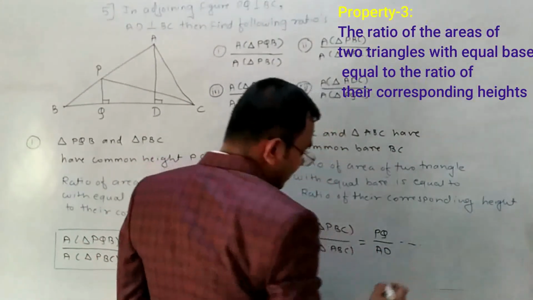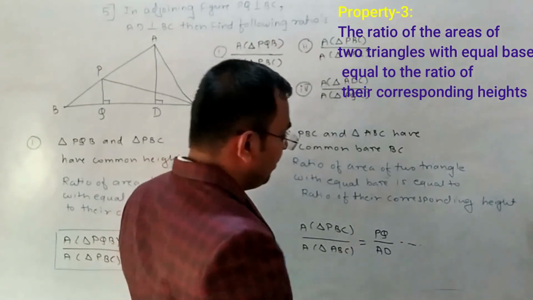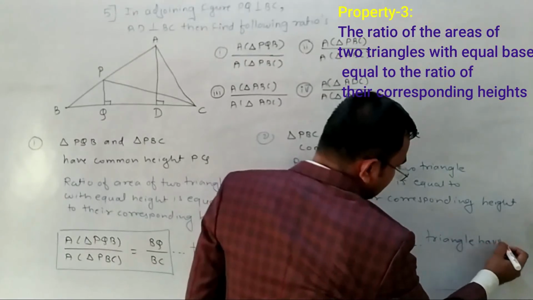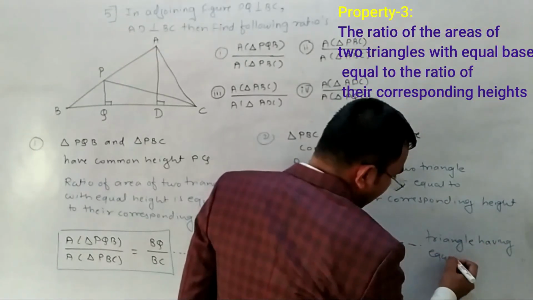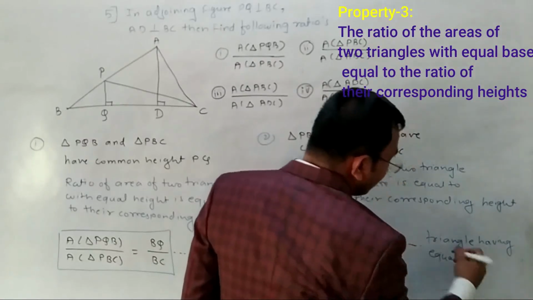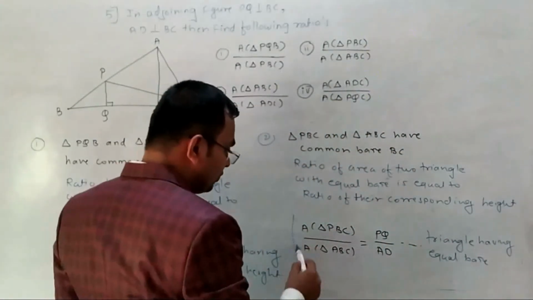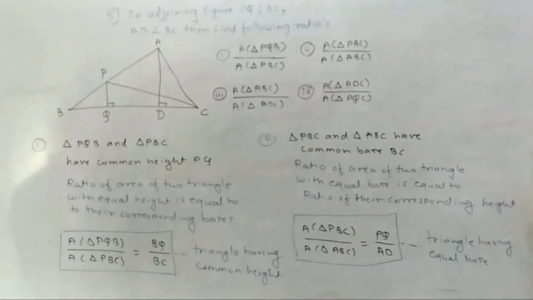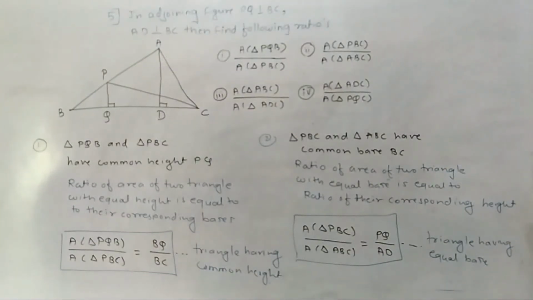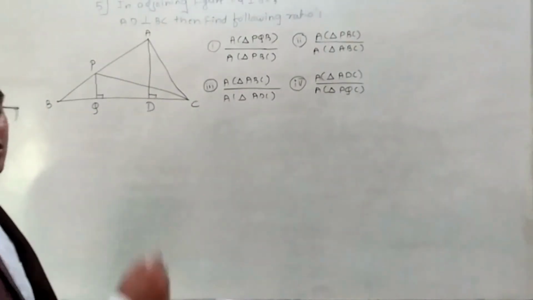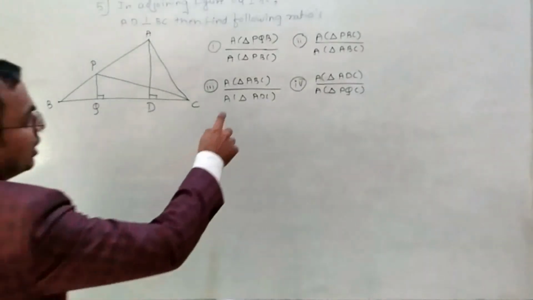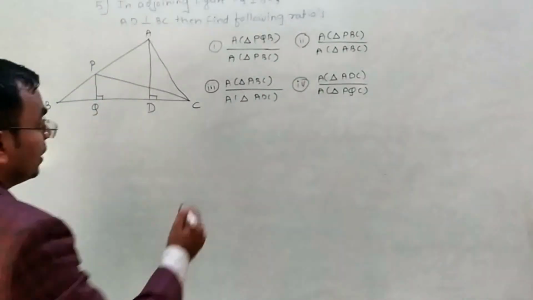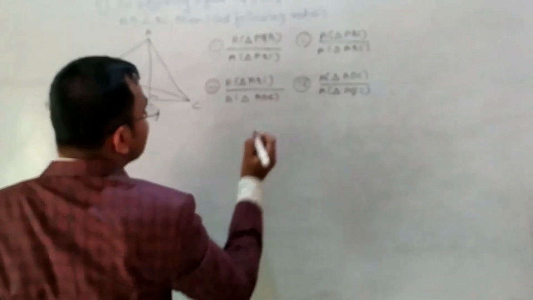We can write the property: triangles having equal base or common base, you can write any one. So here is our proof. Now we will solve sub question number 3. In sub question 3, we have to find out the ratio of area of triangle ABC and ADC.